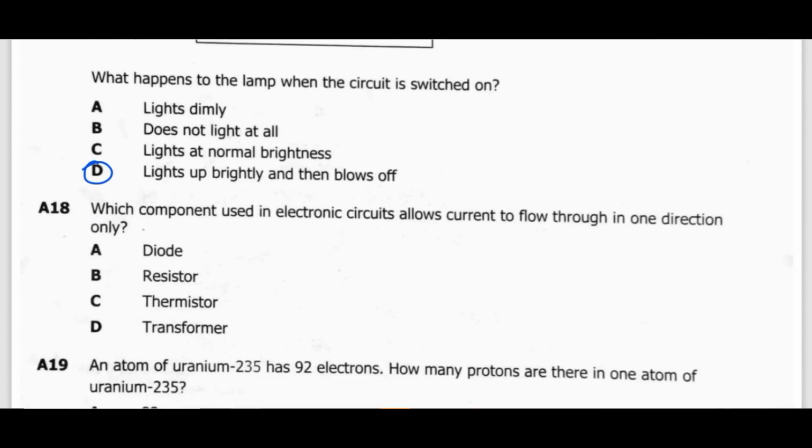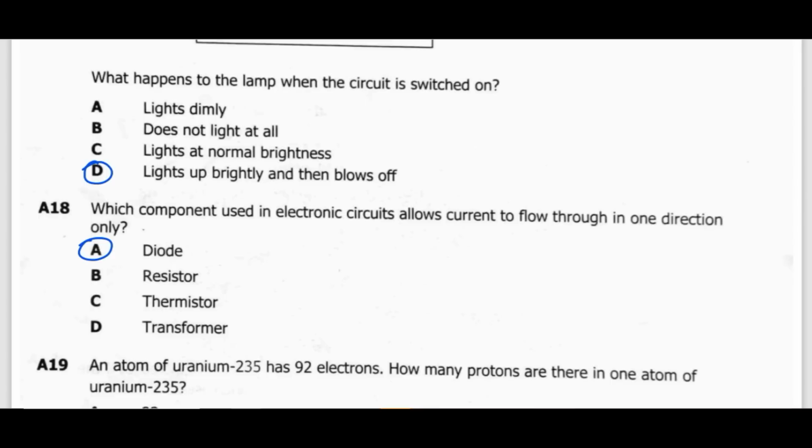So we can move to 18. Which component used in electronic circuits allows current to flow through in one direction only? So the answer is diode. So when you look at it, the resistor, thermistor, and then we have the transformer. So the answer is there.